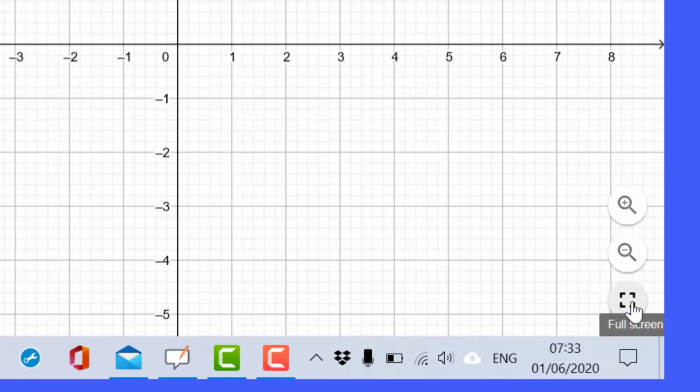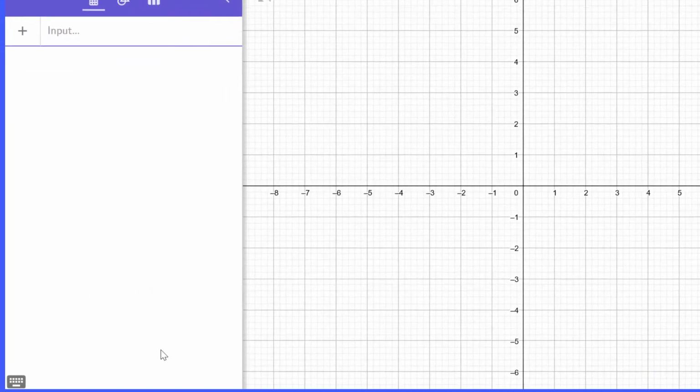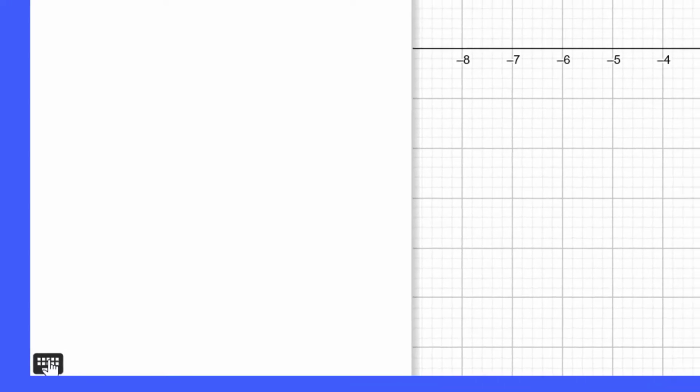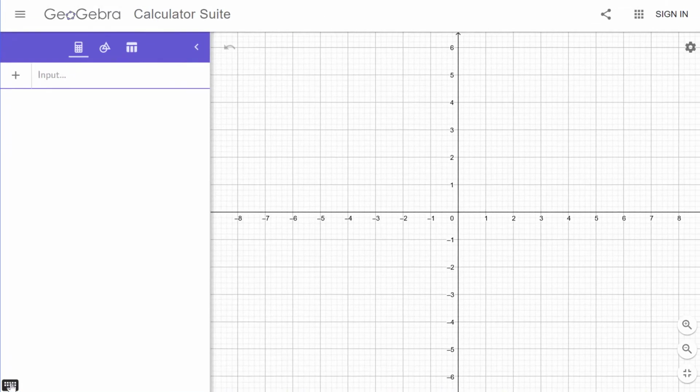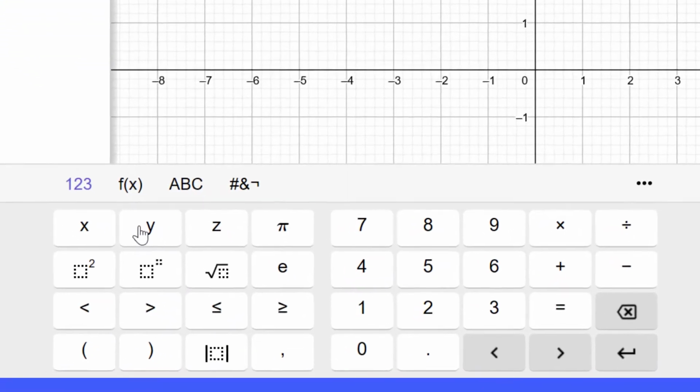I would go to the full size, so there's a full screen icon we can press. So click on that and go to full size. And then at the bottom left hand corner, I have a keyboard, so I press that, and that gives me a keyboard to be able to type the information onto. And you can see I can do squared and square root and powers and things like that. And I can either use the keypad or I can use this to type in.